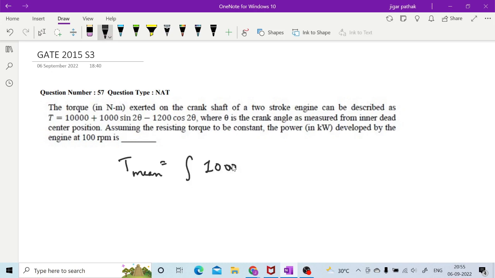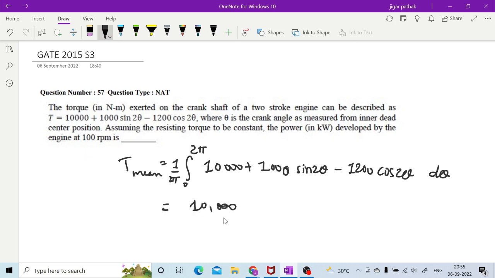So 10,000 plus 1000 sin 2 theta minus 1200 cos 2 theta, times 1 upon 2 pi, integrated from 0 to 2 pi, d theta. When you integrate it, you will find this T mean. When you put all those values and integrate it, it will come around 10,000 actually. So once you get this, then you have to calculate the power.